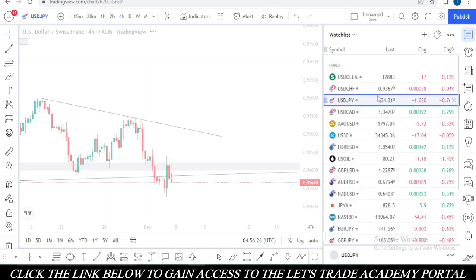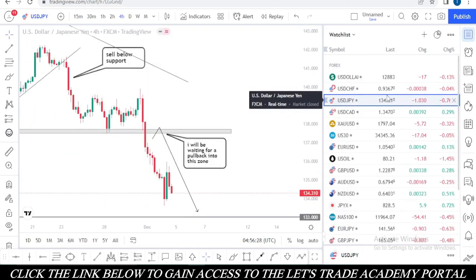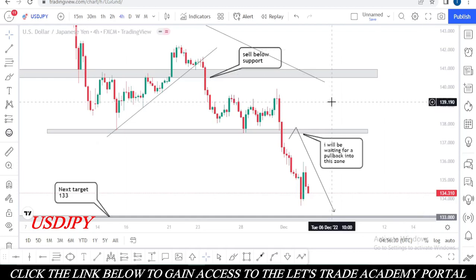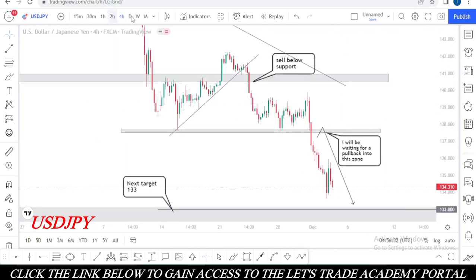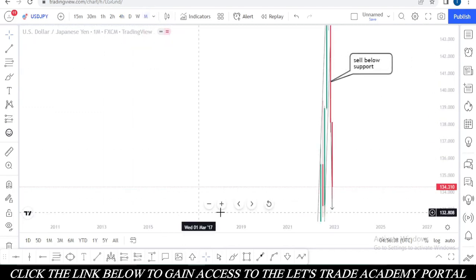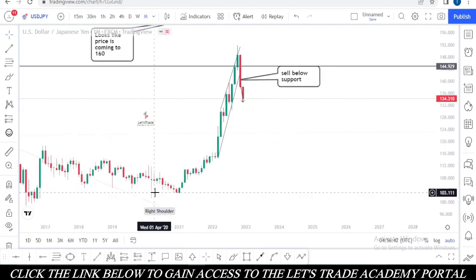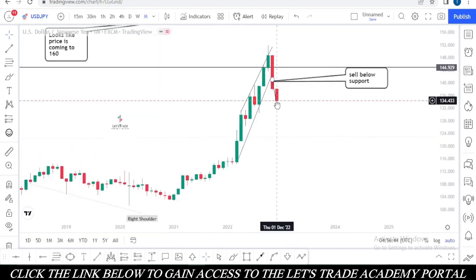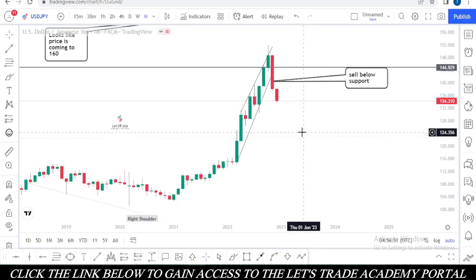All right, now let's look at USD JPY. USD JPY also, I've talked about this. I don't need to talk about this right now. I've talked about it in details in my previous videos, but let's just talk about it, at least for those that are probably seeing our videos for the first time. All right, now I'm sorry for this. Let me just remove this.